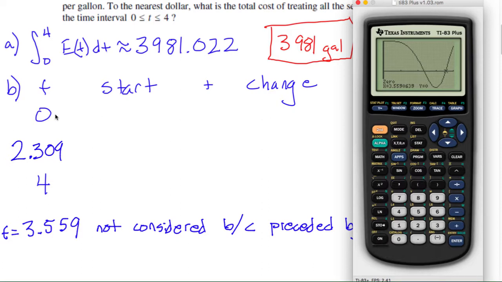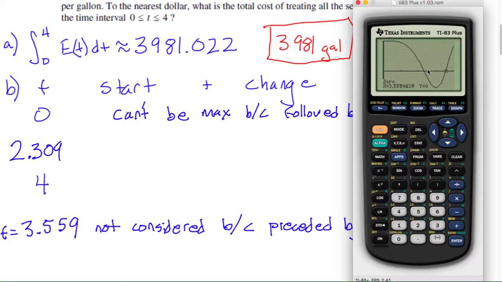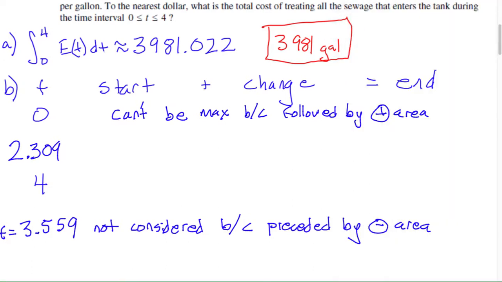Oh, positive. Positive, which means can zero be the absolute max? No. If it is the absolute max, that means this point should be even bigger because this one has even more area than zero. So this one can't be absolute max. And the reason is because it's followed by positive area. 2.309 definitely could be a possible answer. And so could 4, because maybe this area on the far right is bigger than that one. It doesn't look like it, and I would guess that 2.309 is the answer. But we do need to check, because maybe something weird is happening with the calculator. So we do need to check these two values, even though it's pretty clear that 2.309 is the answer.